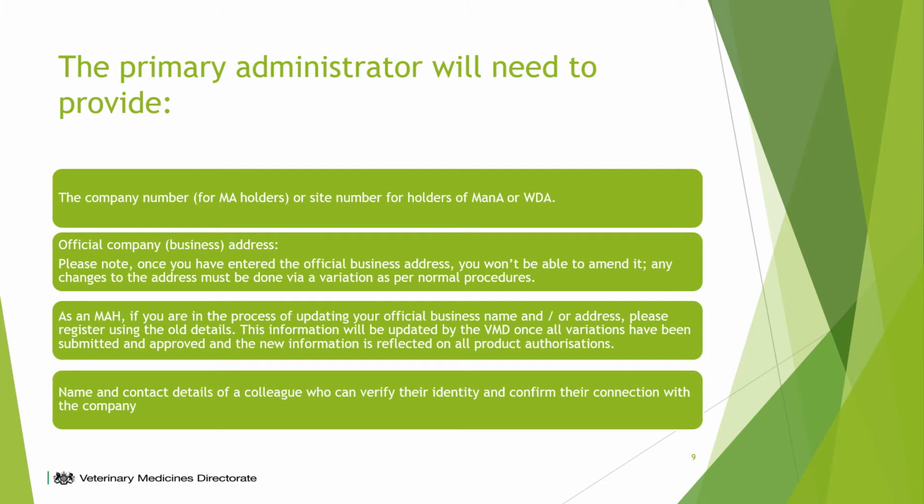Now please note, once you've entered the official business address into your registration, into your account, you won't be able to amend it. Any changes to the address or name must be done via a variation as per normal procedures. As an MA holder, if you're in the process of updating your official business name and or address, say for example there's been a company merger or a takeover, please register using the old details. This information will be updated by the VMD once all variations have been submitted and approved and the new information is reflected on all your product authorisations.